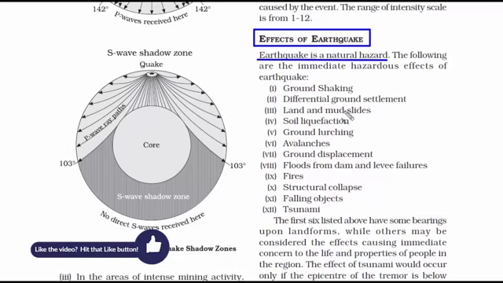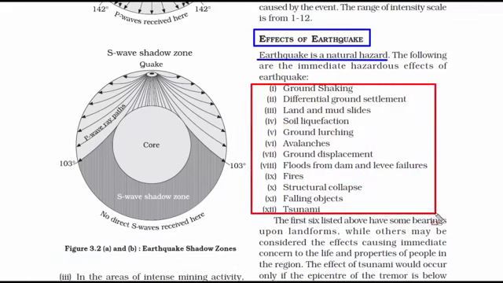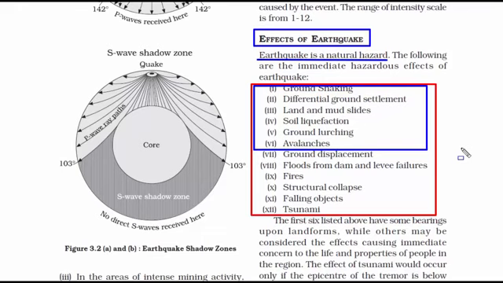Now let's read about the effects of earthquake. So earthquake is a natural hazard. These are some effects of earthquake. I want you to quickly look at them. There are some 10 to 12 of them. In this list, the first 6 have to do with landforms. Because if you see ground shaking, differential ground settlement, land and mudslides, soil liquefaction, then ground lurching, avalanches, all these have links with landforms. And the remaining effects of this list are concerned with the life and properties of people in that region. So yeah, just have a look at this list of some hazardous effects of earthquake.